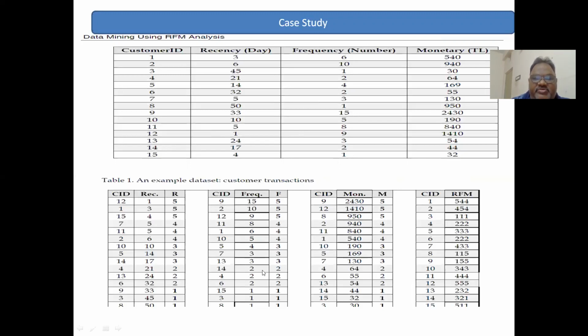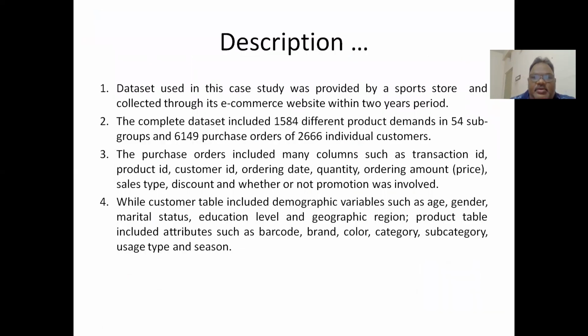Then frequency, they sort. The first 3 get score 5, the next 3 get 4, the next 3 get 3, then 2, then 1. Monetary: 5, 4, 3, 2, 1. The first 3 get 5, because there are 15 customers and they go for 5 clusters, so they divide 15 by 5, which is 3 each. Lastly, they calculate RFM as 100 times R, 10 times F, and 1 times M. That gives a score like 544. So what is 544? It means average customers, not so frequent, but frequent visitors, not so high spenders, with an average spend. So that's the one example I want to explain here.